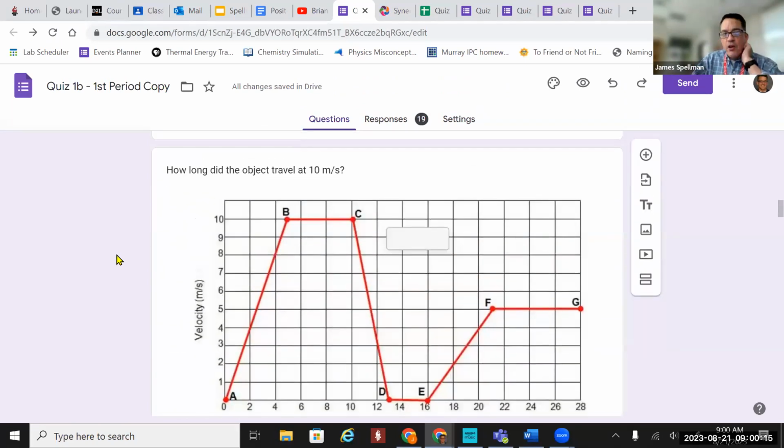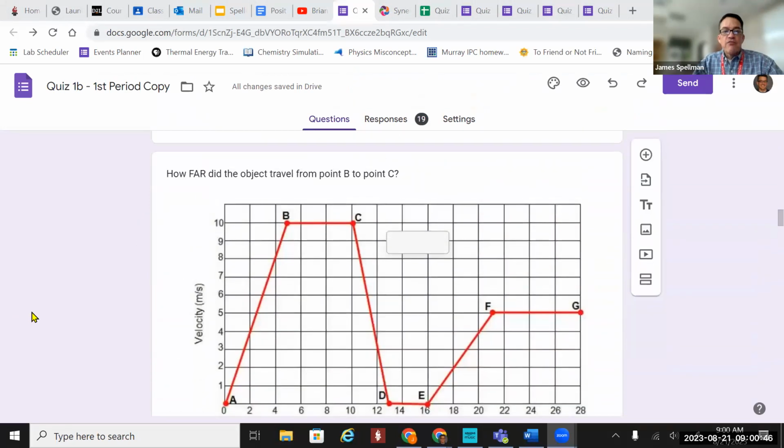This next one is a question about how long did something travel? How long is the unit of time? And so we want to know how long did it take for something to travel at 10 meters per second. So 10 meters per second is the section from right here. This started at 5 seconds. It ended at 10 seconds. So the time frame from 5 seconds to 10 seconds is simply 5 seconds. We're just interpreting the graph on this one.